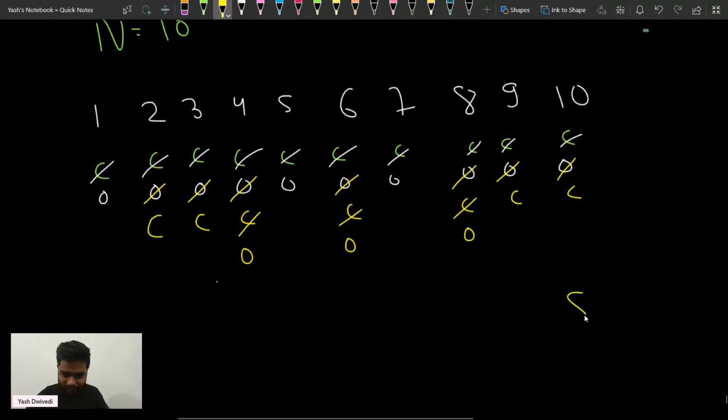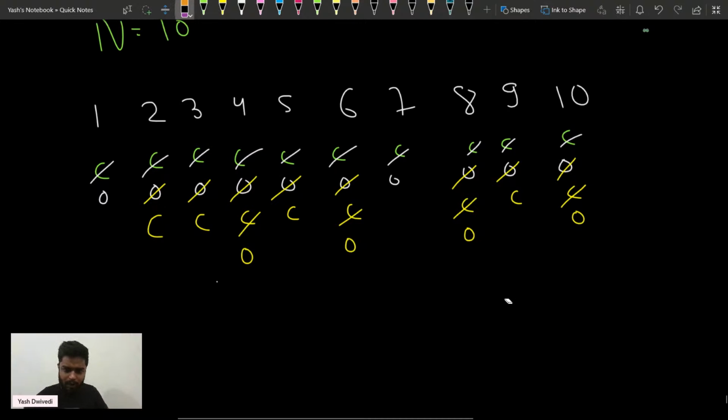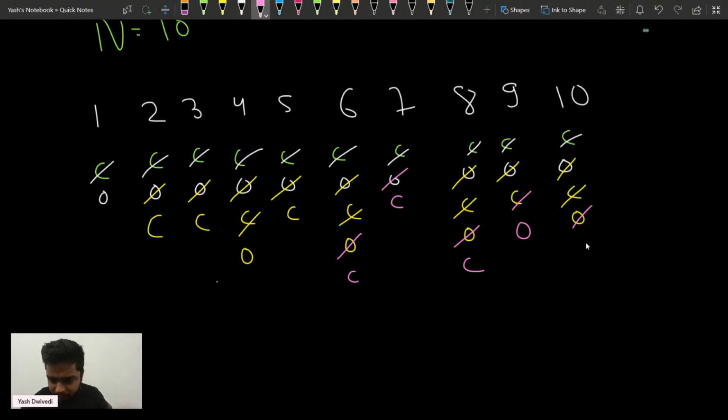After this, if you have 5 comma 10, you'll mark 5 as closed and you'll mark 10 as open now. All right. After you have done it for 5, then you'll do it for 6. For 6, there is only one number, 6, so you'll mark this as closed. Then for 7, you'll mark it as closed here. Then you'll mark 9 as open, and then you will mark 10 as closed. Okay. So this is what you are going to do.